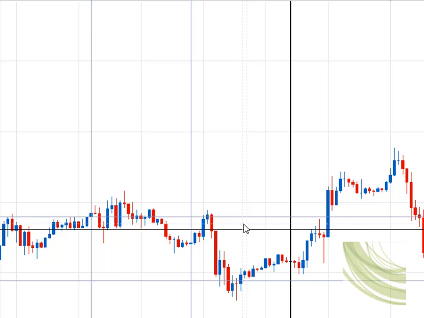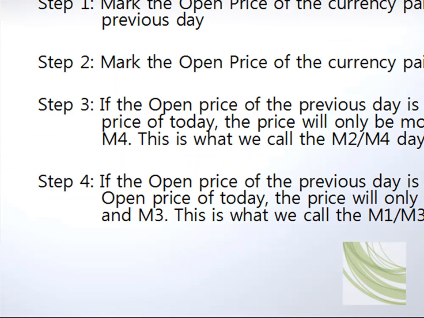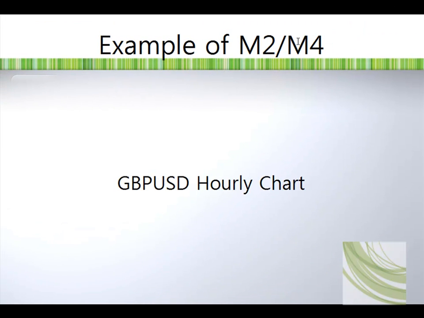Okay, and isn't this amazing? With this information, you're able to do a lot of things. Later on, I'll show you what you can do with it. But this is an example of an M1, M3 day. And why is this M1, M3? Again, because the previous day opens higher than today, so it's an M1, M3 day. I hope that you understand this, and I'm going to show you an example of an M2, M4 day, and now I'm going to plot it on a pound dollar hourly chart.